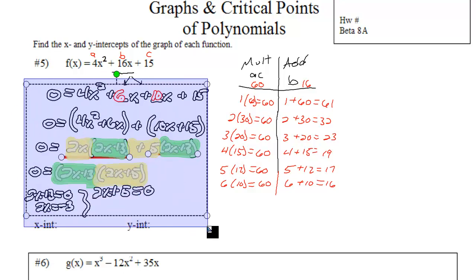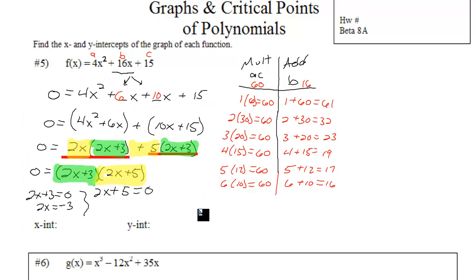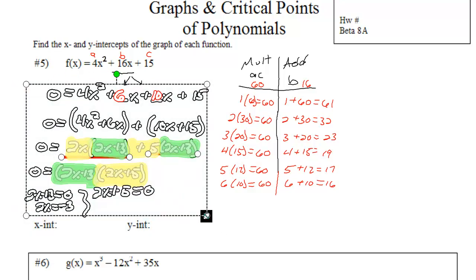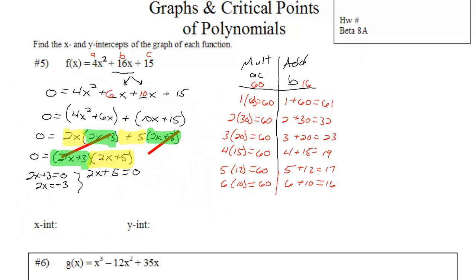Solve each of those little equations. As usual, I'm running out of space. So we get x equals -3/2. Here we get x equals -5/2. So x-intercepts -5 halves, -3 halves.